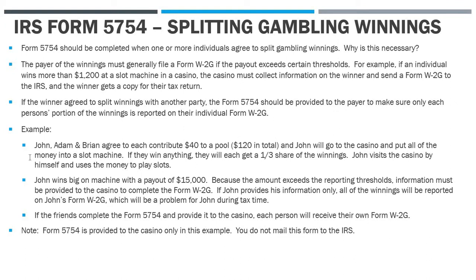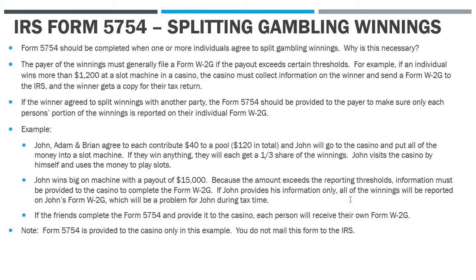So if we look at our example here, we have John, Adam, and Brian agree to each contribute $40 to a pool, so $120 in total. And then John is going to go to the casino with that money and play the slots. And they agree that, okay, if we win, then we're just going to split everything 1/3, right? So John goes to the casino and he gets a nice big payout of 15 grand. Now, because the amount exceeds that reporting threshold of $1,200, right? Remember, that's the standard for slots. All the winnings now have to be reported on a W-2G.